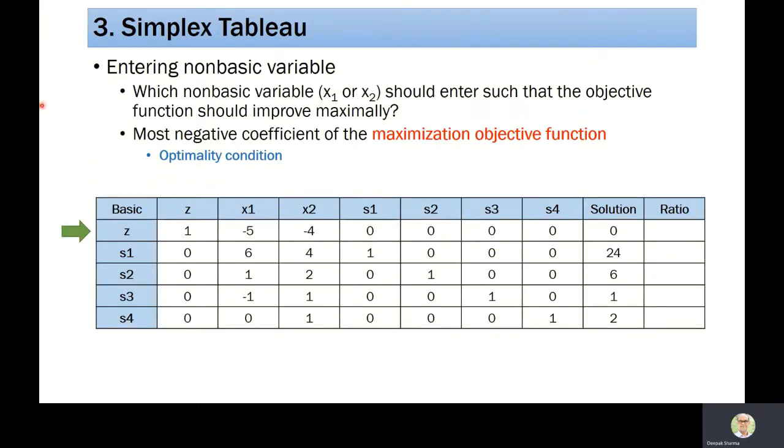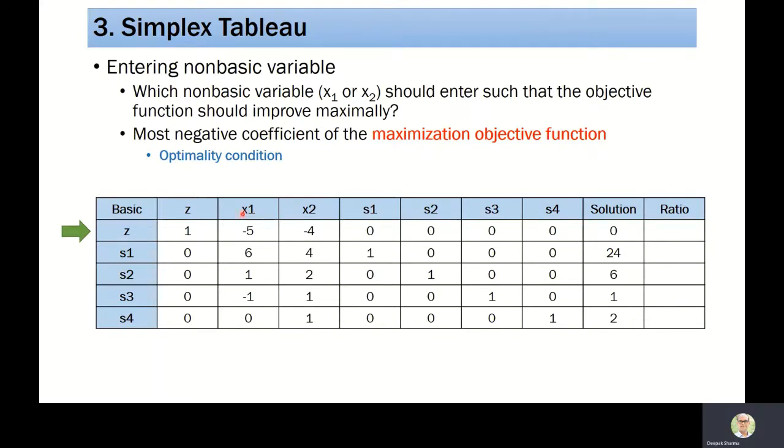Now let us follow the simplex method rules. First, we identify the entering non-basic variable. This means that in the given table, one non-basic variable will come into the basic. In the current situation, x1 and x2 are the non-basic variables, so which should come into the basic? It is the variable having the most negative coefficient for a maximization problem. This you have to remember; I am talking about this particular condition with respect to the maximization problem.